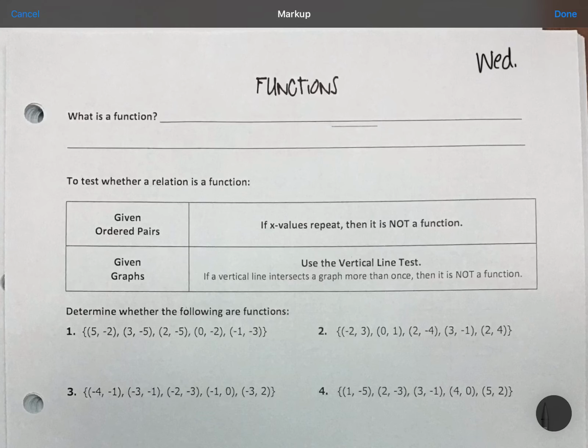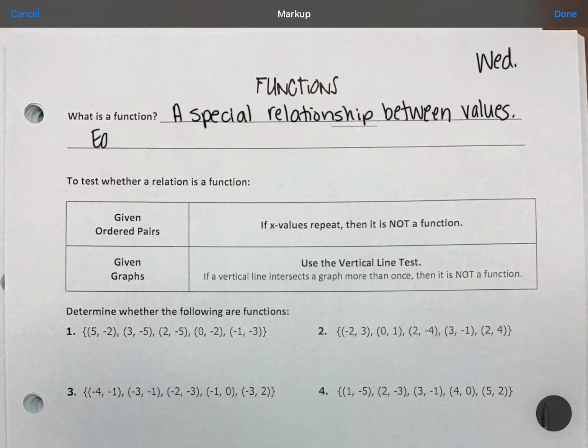A function is a special relationship between values. Each input, also known as your x values, has exactly one output.